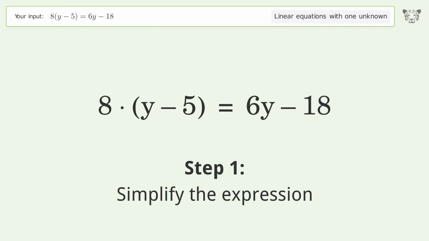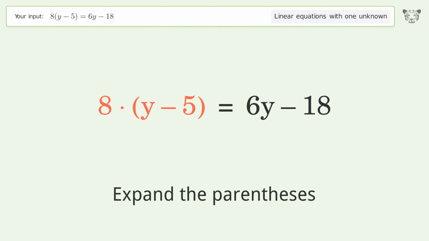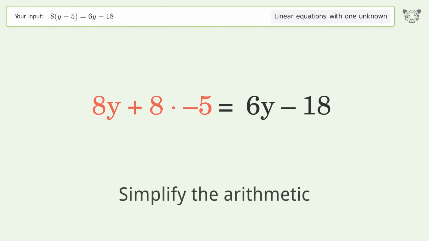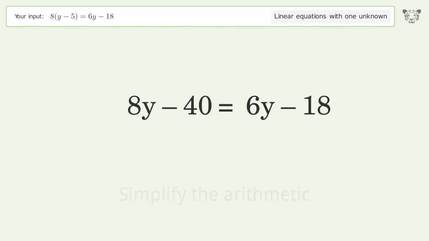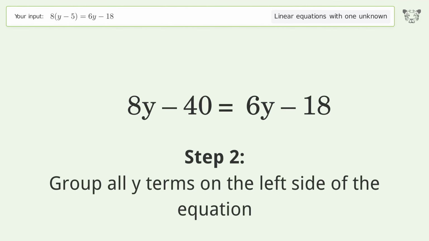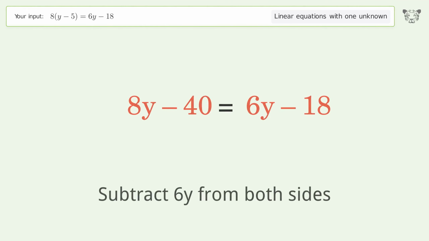Simplify the expression. Expand the parentheses. Simplify the arithmetic. Group all y terms on the left side of the equation. Subtract 6y from both sides.